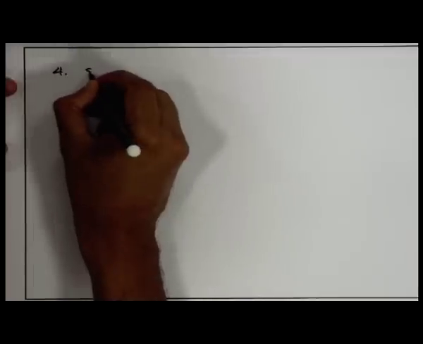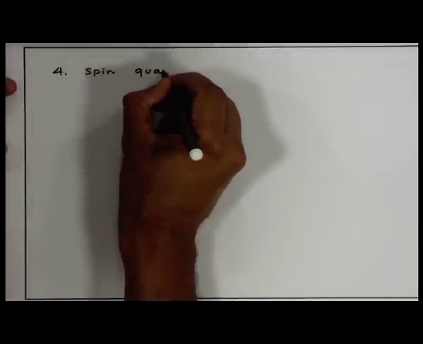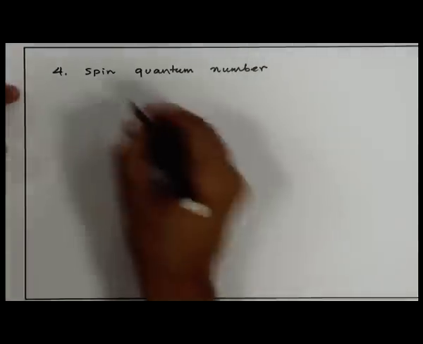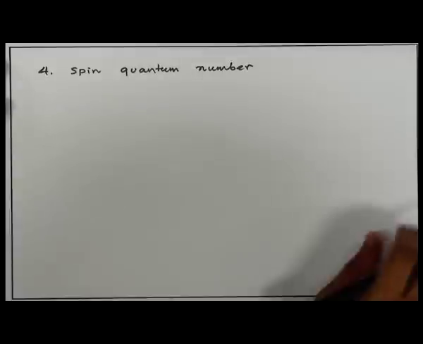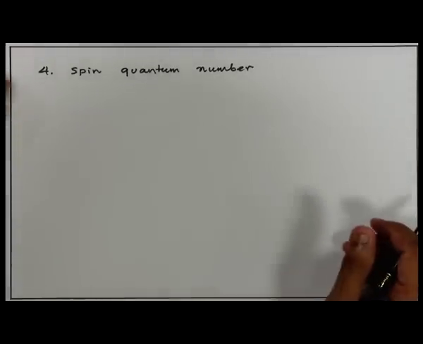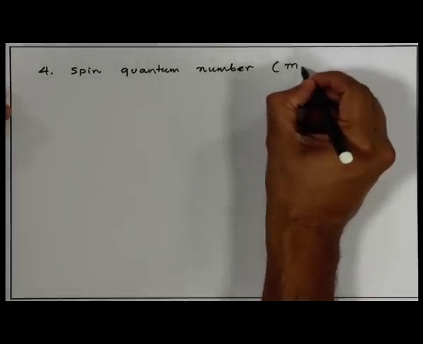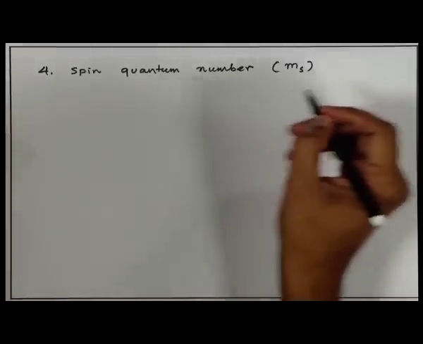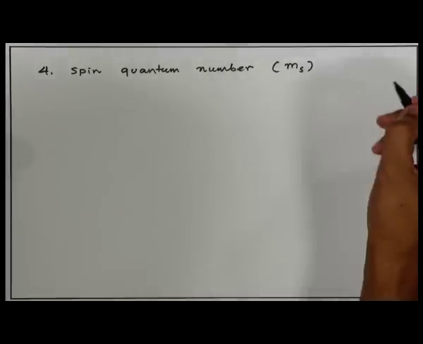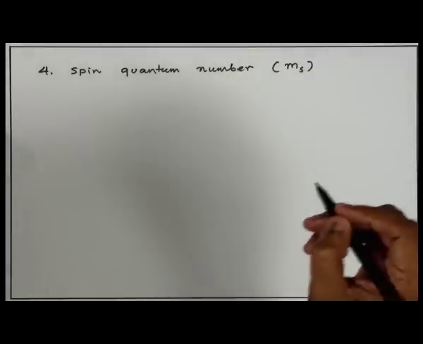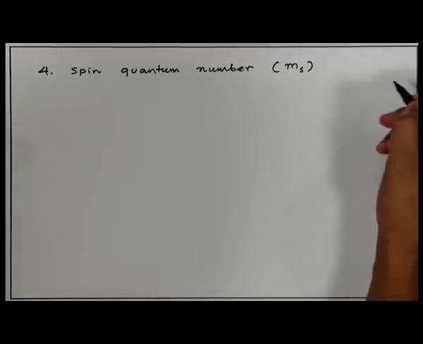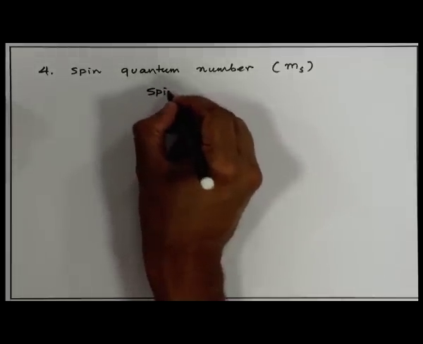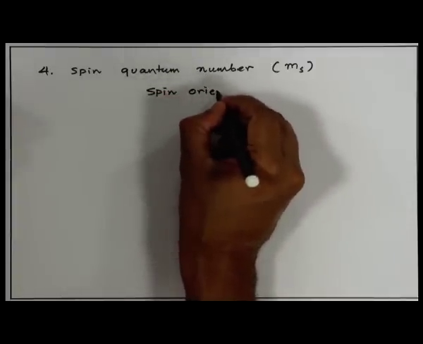So, our fourth quantum number is the spin quantum number. As I said, it turned out that each electron has a spin associated with it, and this spin quantum number is denoted by ms. And if principal quantum number n said about the size of the orbital, azimuthal quantum number talked about the shape of the orbital, magnetic quantum number talked about the orientation of the orbital, the spin quantum number talks about the spin orientation of the electron.